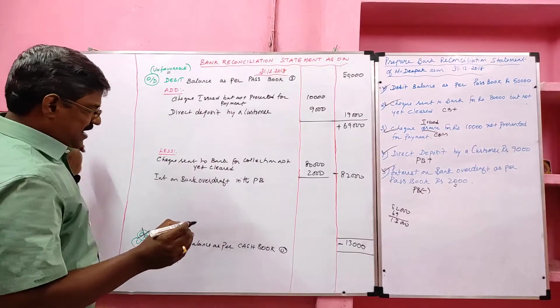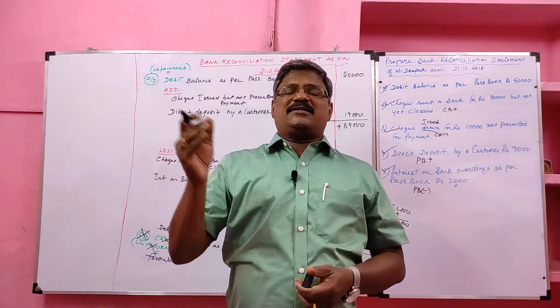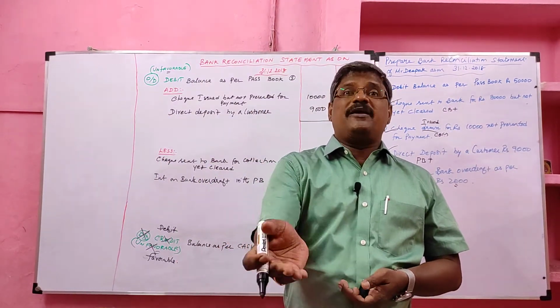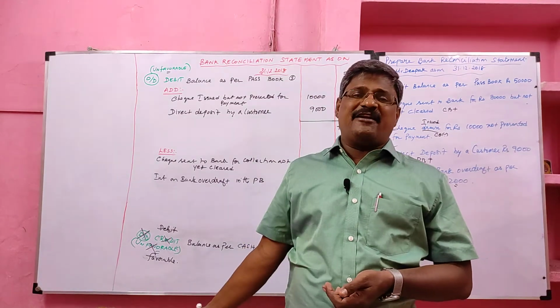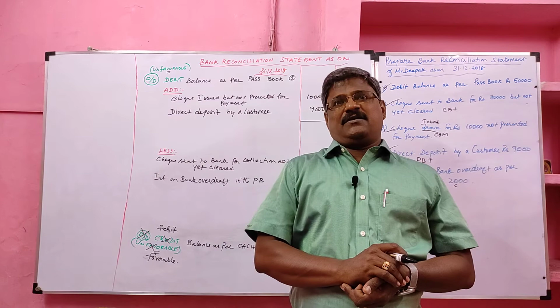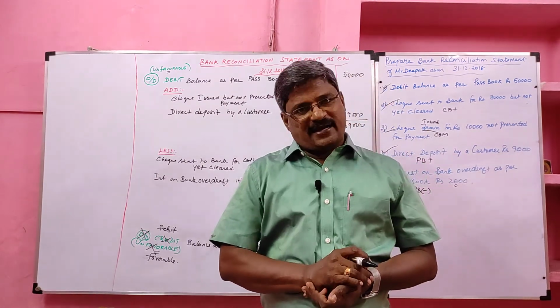Favorable balance as per cash book. Students, in this problem, the starting point is unfavorable, and the ending point is supposed to be unfavorable. Since we are getting the negative balance value, we have to change the aspect type. So we changed. We completed the BRS.